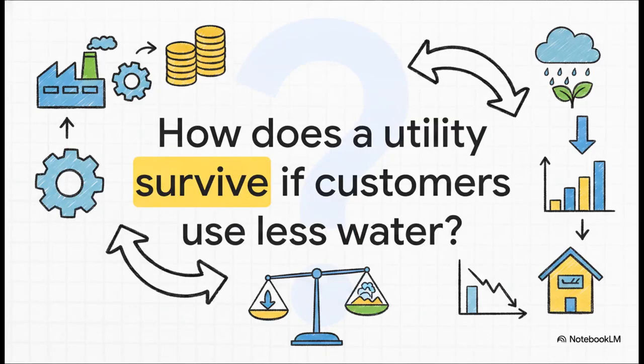Well, think about this for a second. It is the ultimate conservation paradox, right? Your utility desperately needs reliable revenue to maintain some seriously complex, expensive infrastructure. But on the flip side, environmental realities, government mandates, and just general shifting demographics are demanding that you sell less water. So how exactly do you balance those two opposing forces? How do you protect the bottom line while actively telling your customers to buy less of your product?